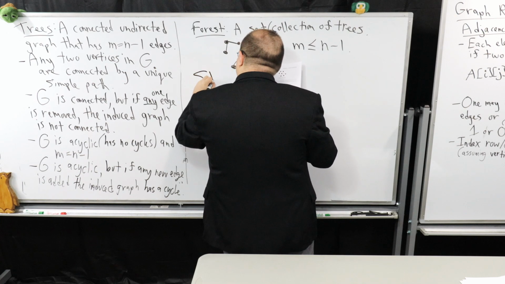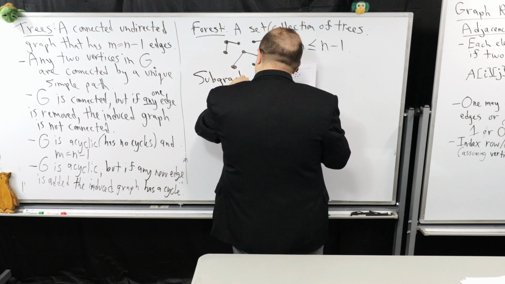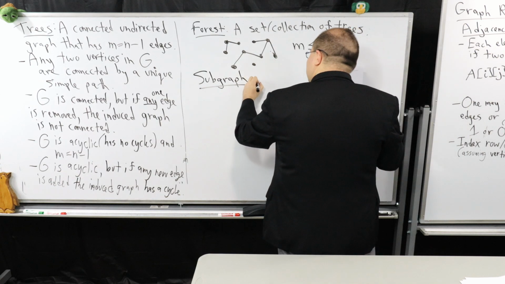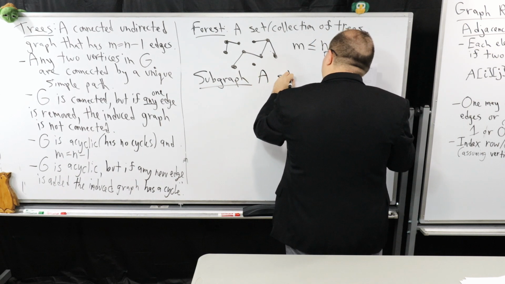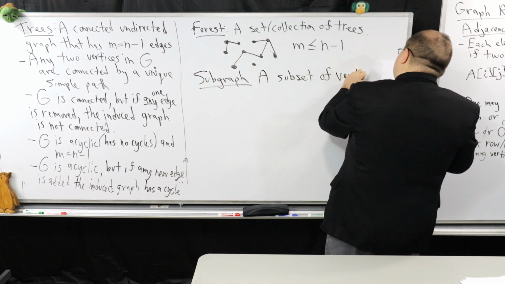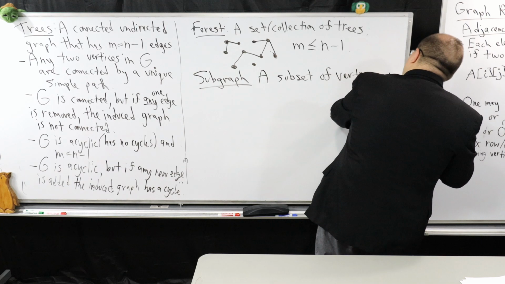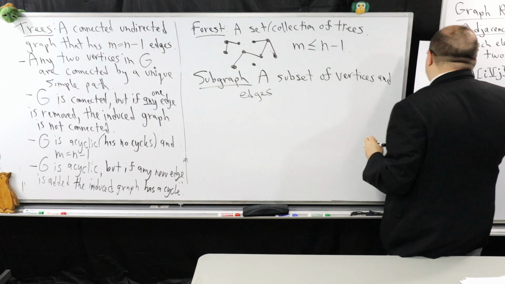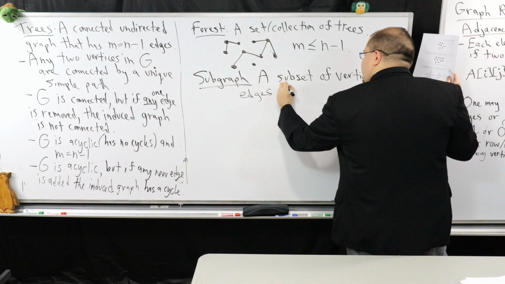Another notion I need you to be aware of is something called a subgraph. Its definition is also rather straightforward, which is nice. It is just a subset of vertices and edges that forms a graph H.